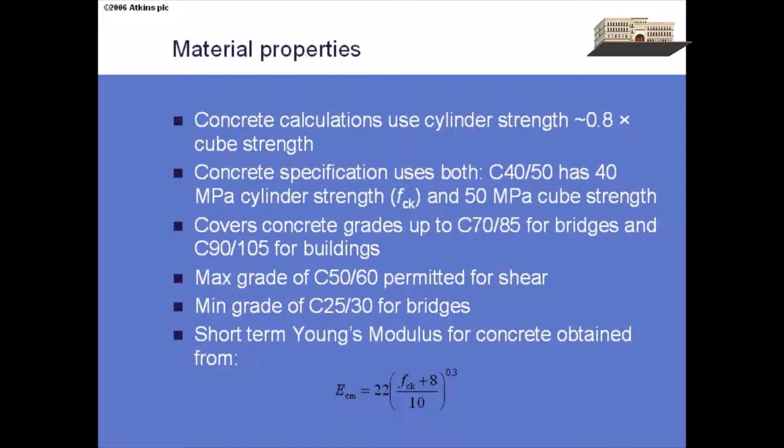Similarly for bridge works, the minimum grade that we're supposed to use the rules for is a C25/30. Well, that clearly doesn't apply to things like blinding, but for structural concrete, we shouldn't be using less than a C25/30.